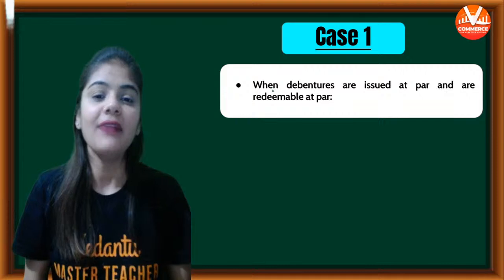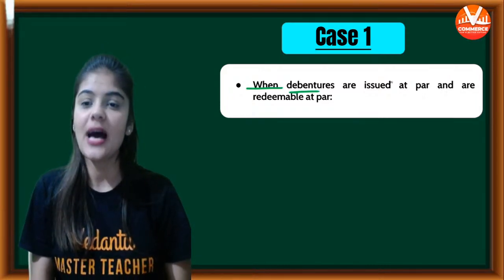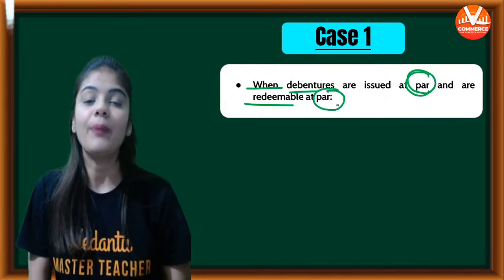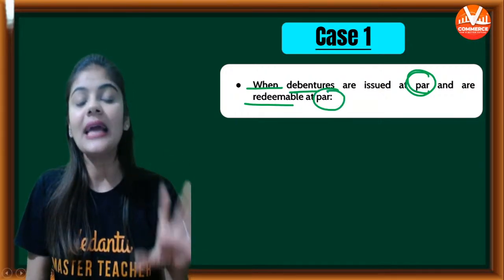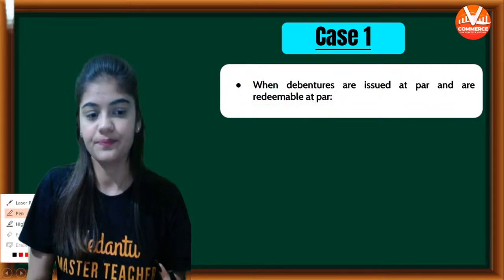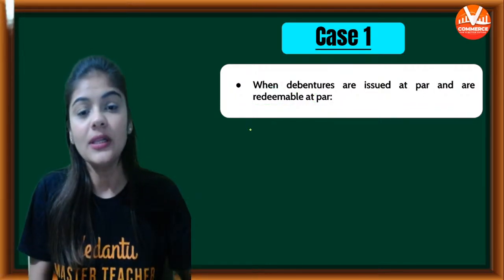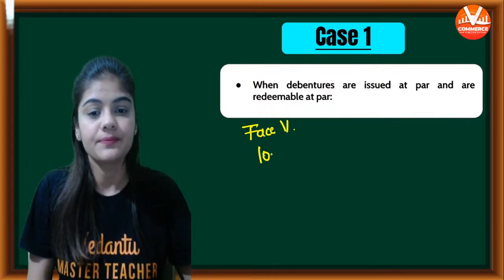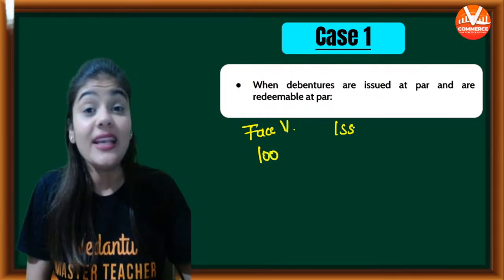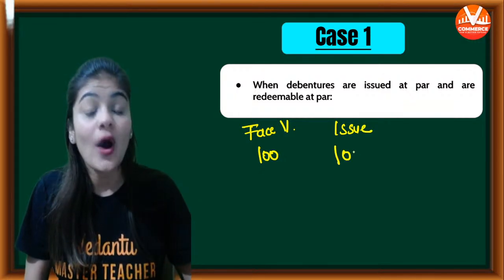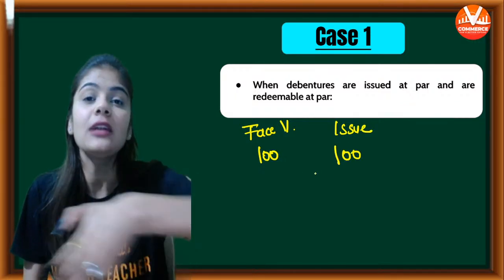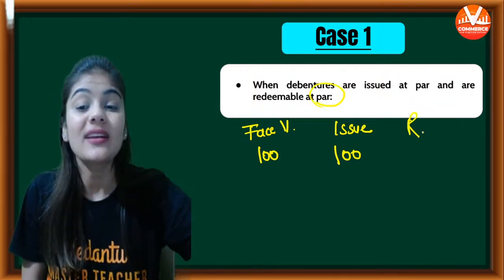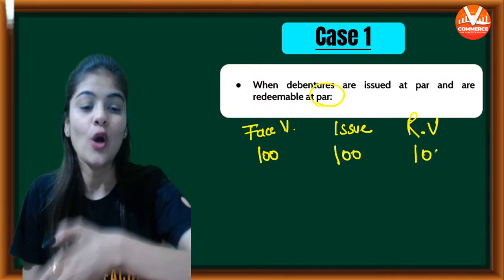So here we have the first case when debentures are issued at par and redeemable at par. Now let me take an example first of all. For example, the face value is 100 and the issue price is also 100 because it is issued at par and it is redeemable also at par. So the redemption value is also 100.